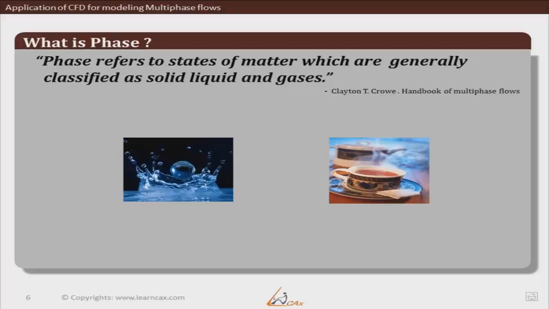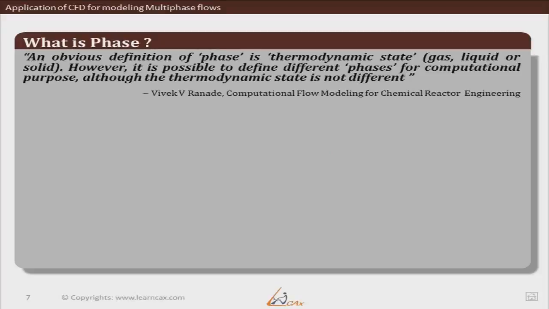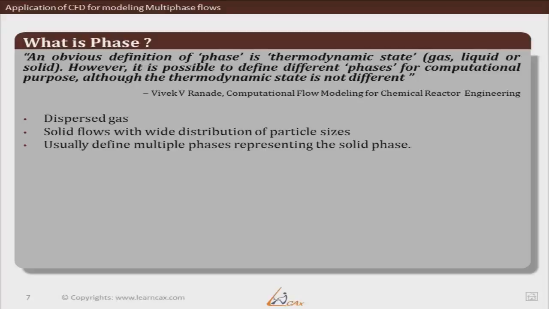Thermodynamically, we define phase as a state of matter which may be solid, liquid or gas. But from a modeling point of view, there is a slight modification in the definition of phase. An obvious definition of phase is the thermodynamic state, which can be gas, liquid or solid. However, it is possible to define different phases for computational purposes, although the thermodynamic state is not different. So it is possible to treat a single phase as two different phases for computational modeling purposes, as well as to define two different phases as a single phase from a computational point of view. So we'll see some examples of that here.